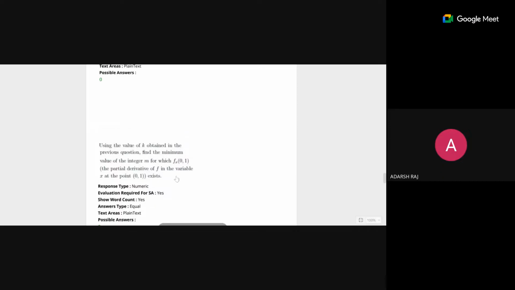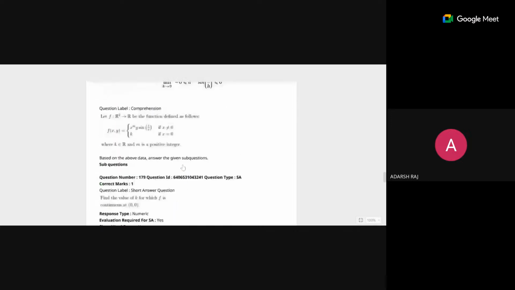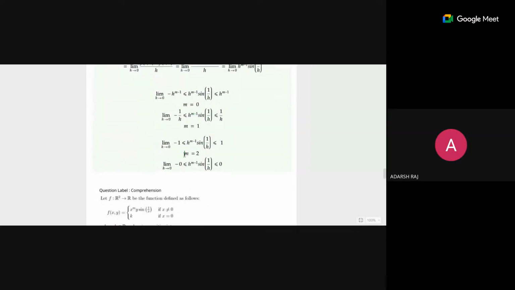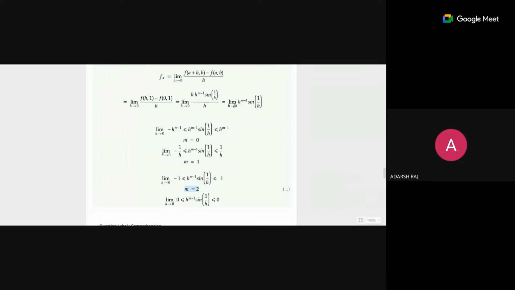Cochin is asking to find the minimum value of the integer for which the partial derivative of the function at 0, 1 exists. If we take m equal to 2, we are getting 0 to 0, so in this case the limit exists. So the value of m will be 2. If you take m equal to 2, then the partial derivative of this function exists at 0, 1.